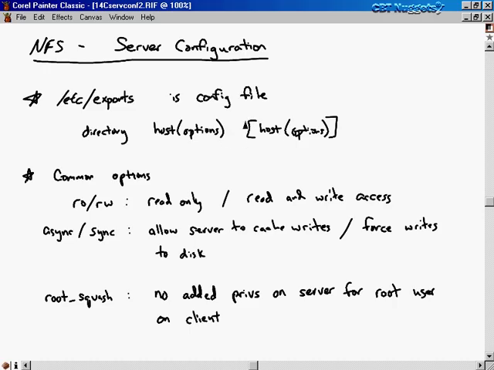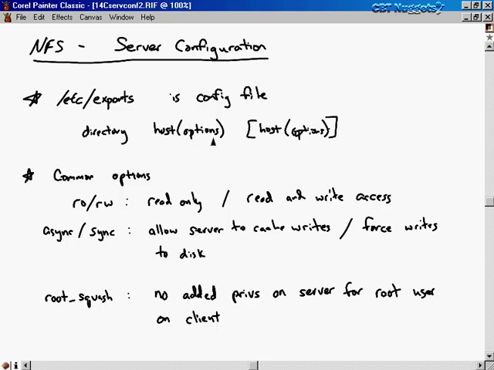Now the stuff in the square brackets here, anytime you see that in a man page or an info page, that means that stuff in the square brackets is optional. So for this particular directory, I have to give at least one host that I'm going to export this directory to, and a set of options for that. Additionally, I can list as many hosts as I want for that directory.